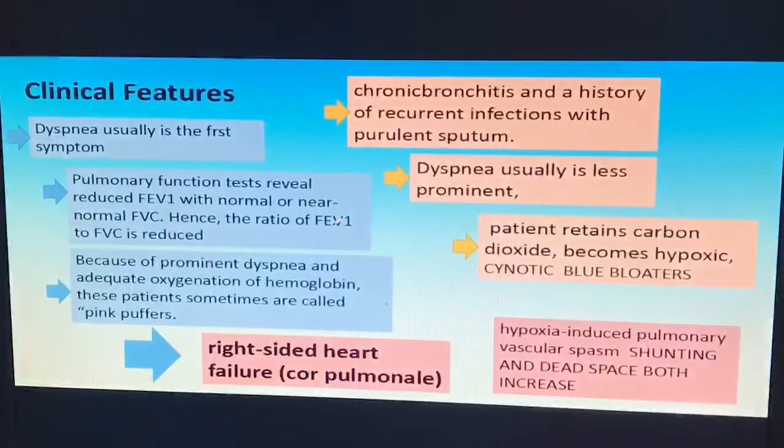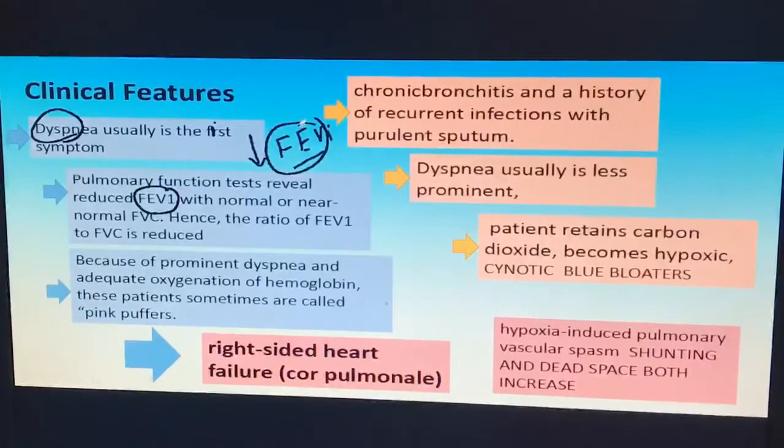What does the patient present with? The first symptom is dyspnea, the patient feels difficulty in breathing. What happens with spirometry? Because it's an obstructive disease, the forced expiratory volume per second is decreased. This is an obstructive disorder, an airway disease where the airway is blocked and the patient has an issue with expiration. So the forced expiratory volume is decreased.